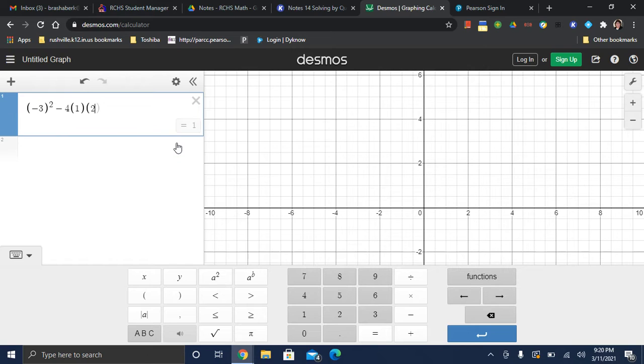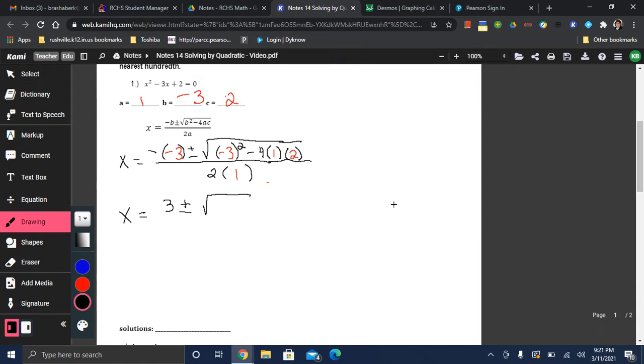So notice that I did not type in the square root, just what was underneath the square root, exactly as I saw it with the parentheses. So this is a 1. I'm going to go back to my notes, and I'm going to put that answer of 1 inside the square root. So that's what we just calculated. And then here's my fraction bar, the denominator 2 times 1, which gives me 2.